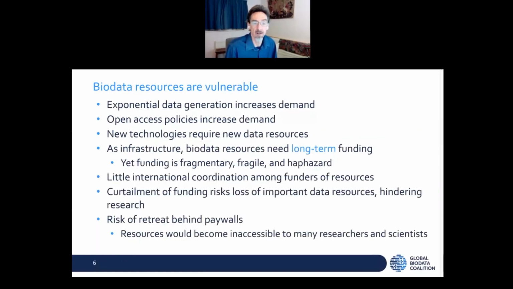So apologies for all the text here, but we want to lay the groundwork here for what we're doing. Biodata resources are vulnerable. I'm sure all of you are aware of that. And in fact, I'd be curious to hear from you. There's exponential data generation, so it's putting pressure on the resources. Open access policies, both from funders and from journals, are increasing demand. New technologies are coming online that require new data resources. That puts pressure on what's essentially a finite funding stream.